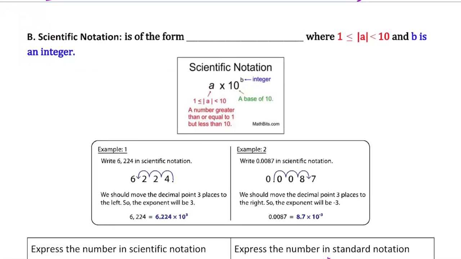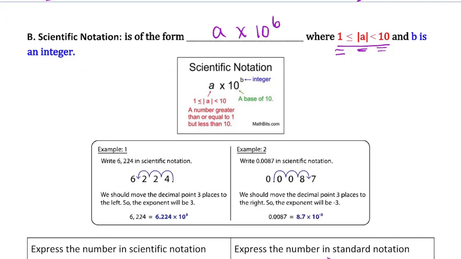So in order for some number to be in scientific notation, it has to be of the form of a number times 10 to a power. So some number times 10 to a power. That number A has to be between 1 and 10. It can be equal to 1, but it can't be equal to 10. It can also be positive or negative, so that's why the absolute value of A is there. The exponent has to be an integer.